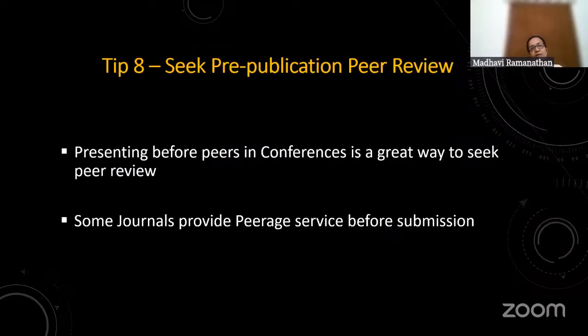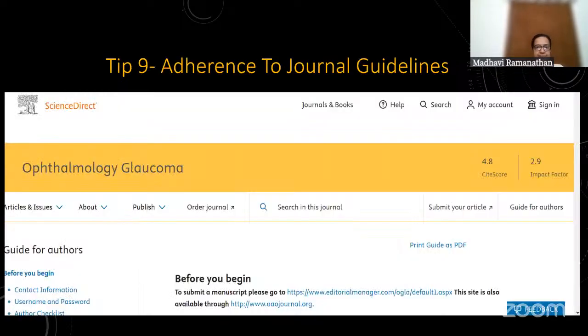And next, once you are ready with your manuscript, you can seek a pre-publication peer review. So how do you do this? This is done by presenting before peers in conferences. This is a great way to seek peer review, and you can modify your manuscript accordingly. Some journals even provide a peer review service before submission at certain cost.